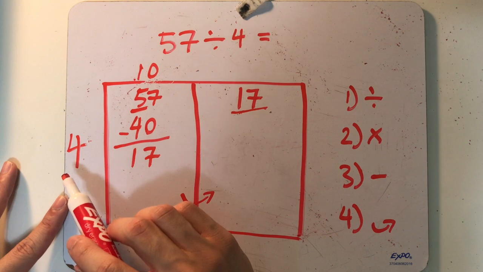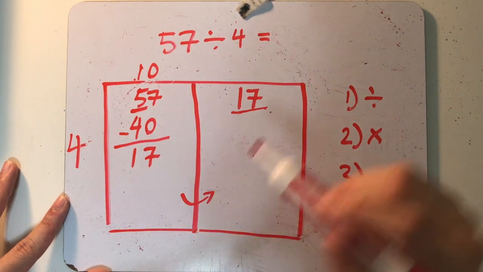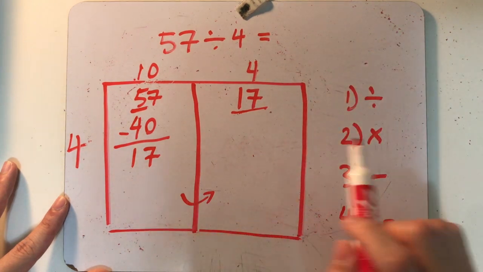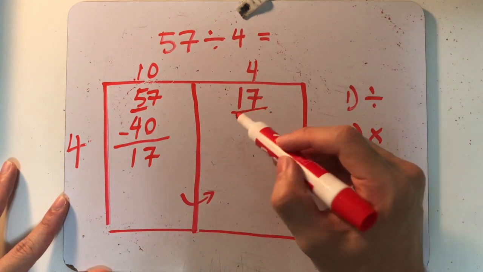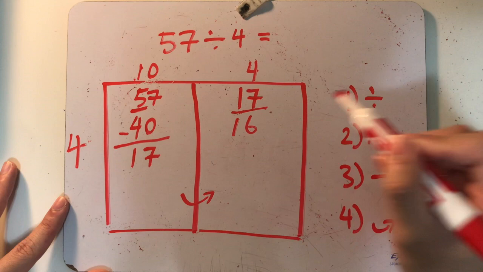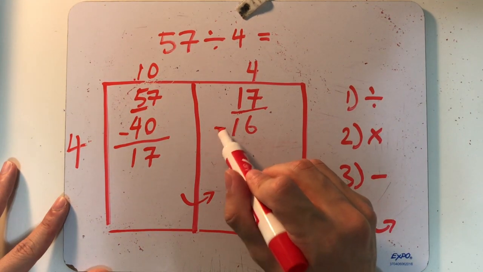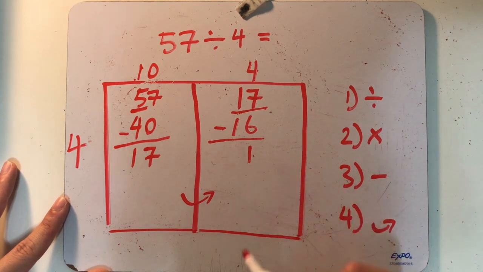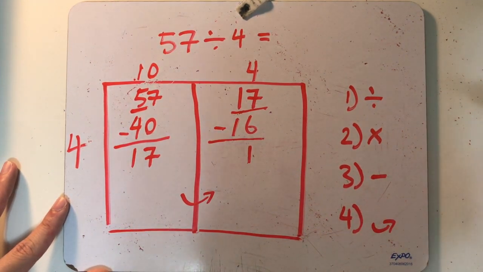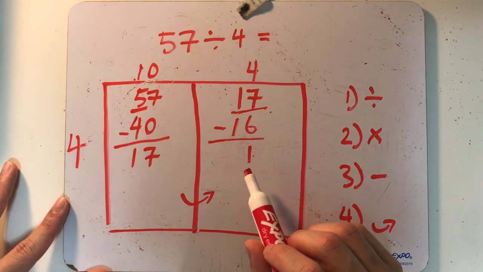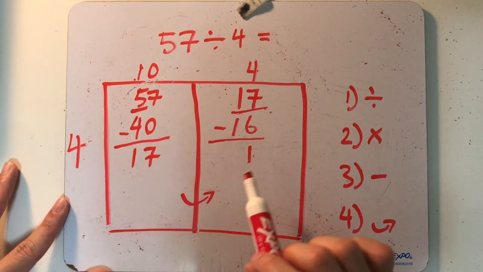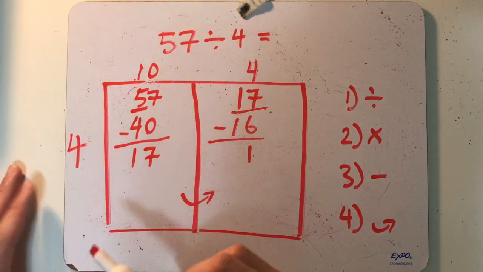How many times does the number 4 go into the number 17? I know it goes in there 4 times. And then I'm going to multiply. 4 times 4 is equal to 16. 17 minus 16 leaves us with 1. And now we know that we actually finished, because whenever we have a number that's smaller than our divisor, in this case 1 is smaller than 4, we know we're finished.